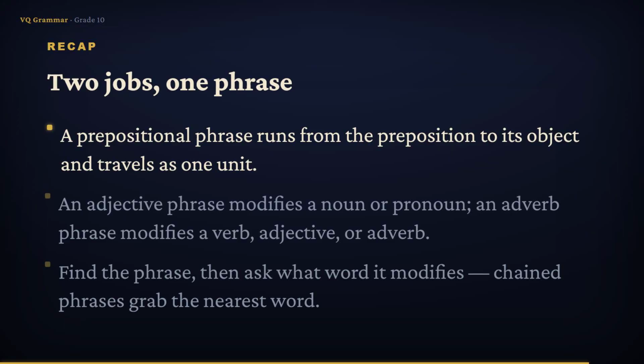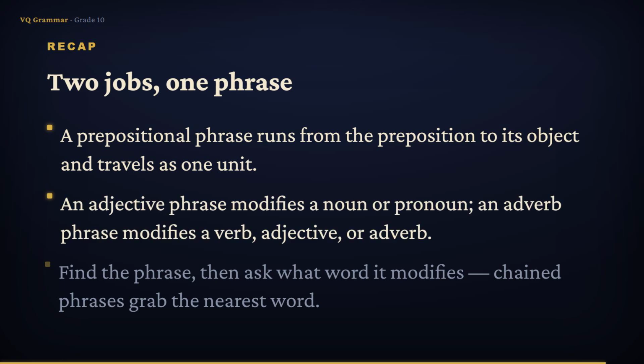A prepositional phrase begins with a preposition and ends with its object, and it travels through the sentence as a single unit. That unit has one of two jobs. When it modifies a noun or a pronoun, telling us which one or what kind, it is an adjective phrase. When it modifies a verb, an adjective, or an adverb, telling us how, when, where, why, or to what extent, it is an adverb phrase.